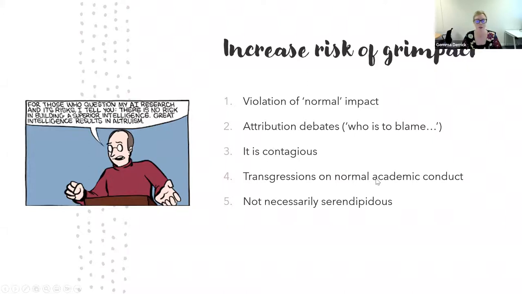There are also transgressions on normal academic conduct, and this is not necessarily academic misconduct or related to the replication debate, but it's also related to the fact that some researchers might decide to act in an entrepreneurial manner in order to push their impact, and that's not considered good or normal research conduct. And the idea that grimpact is not necessarily serendipitous, it is something that we can predict. It is something that we can have warning signs for, and that we might actually be able to stop before it occurs.